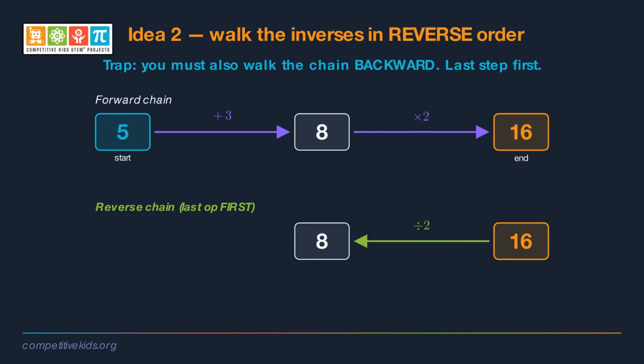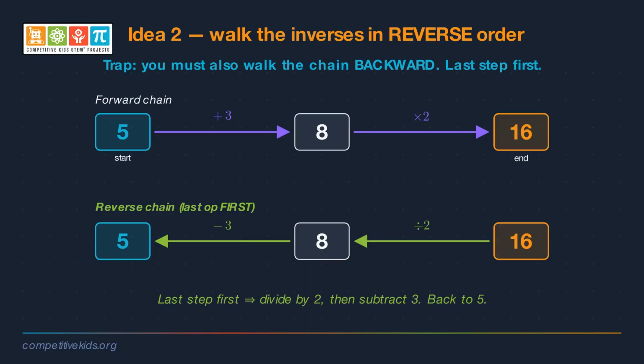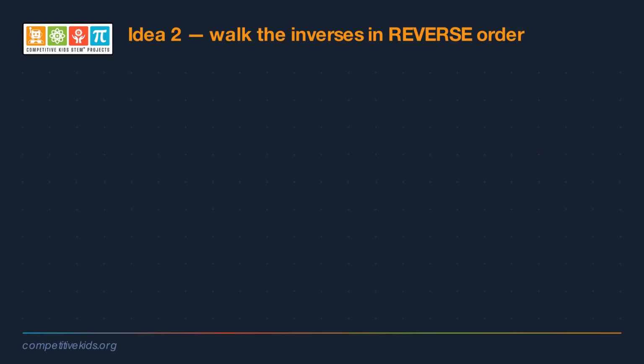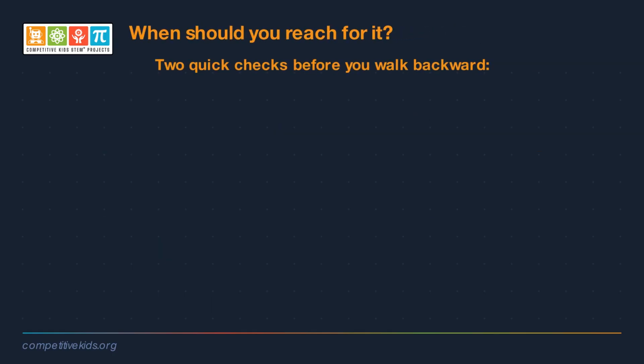16 divided by 2 equals 8. Then subtract 3 from 8. That gives 5. Back to the start. If you flip the order, you get the wrong answer. Order matters.